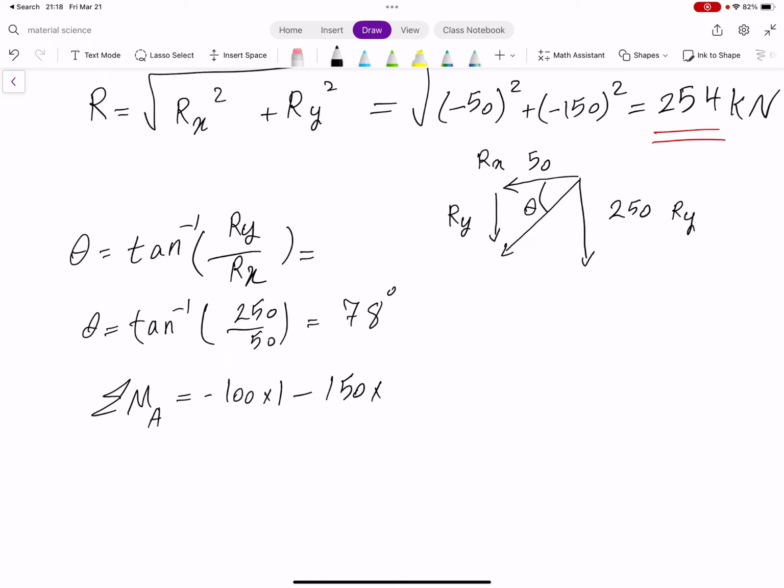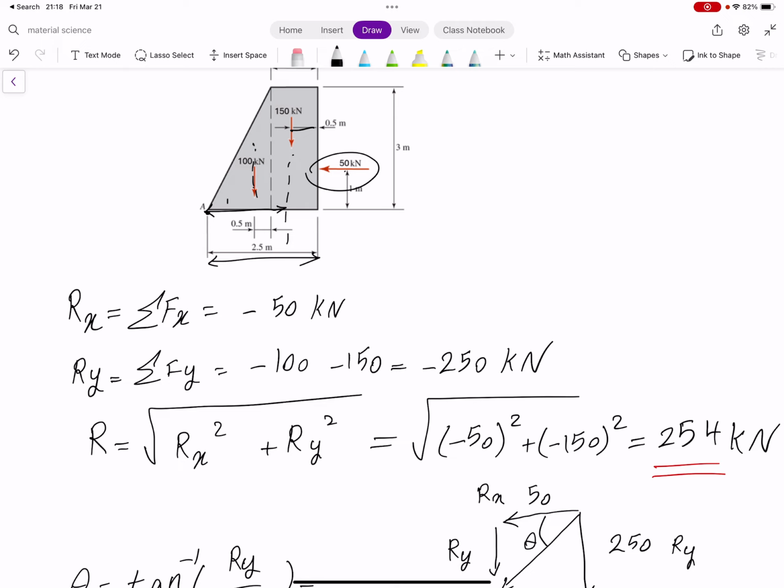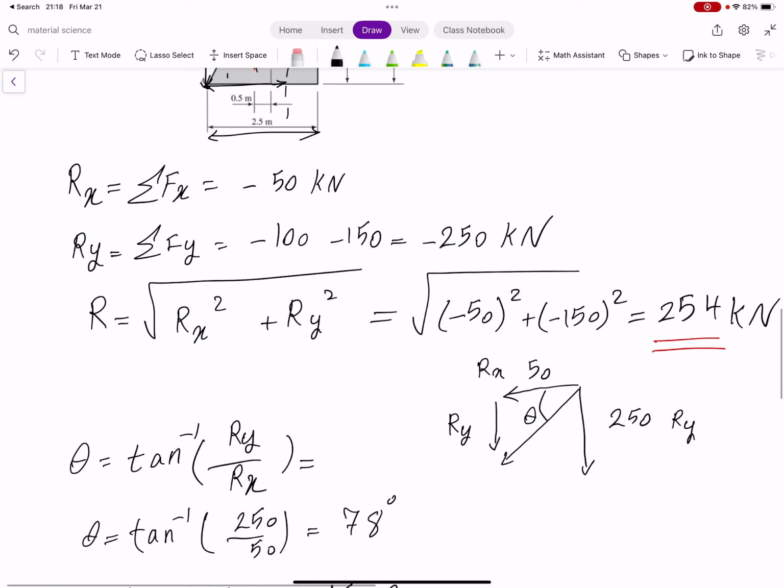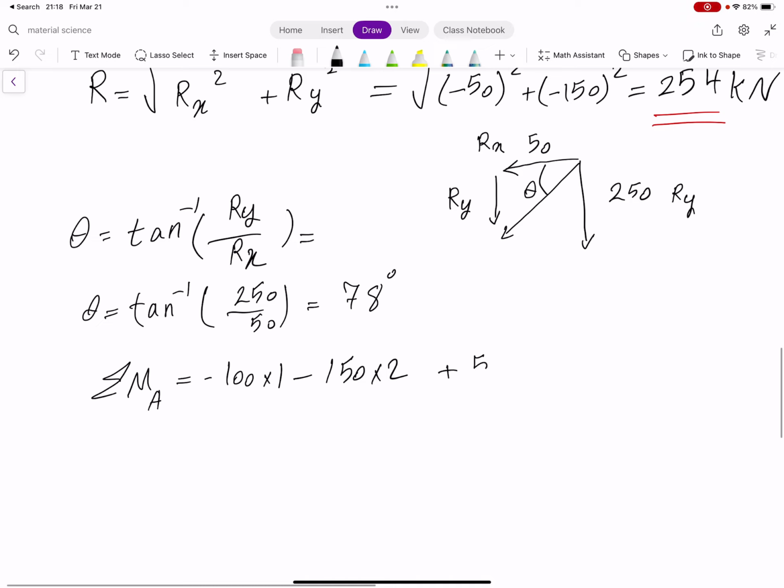What else? We have one more thing here. 50 is going in this direction. That is going to be counterclockwise, so it makes a positive rotation. What is the distance? The line of action is this one, right? My shortest or perpendicular distance is this much, which is given as 1 meter. So plus 50 times 1 meter. That is all the moment I have. When you add them up, it's going to be 350 kN·m.